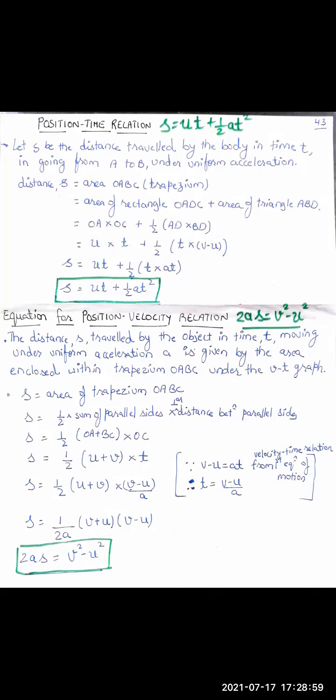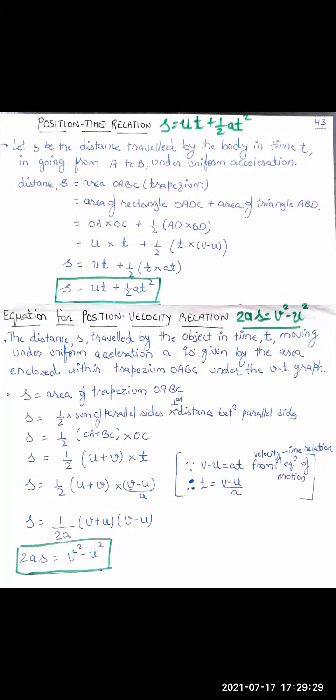T into T will be T square. So you are having S equals UT plus half AT square. So this is your second equation of motion, S equals UT plus half AT square. That is your position time relation. Okay, beta. Now let's start with the third equation of motion, that is your position velocity relation, 2aS equals V square minus U square.